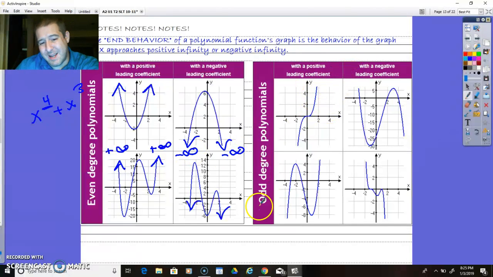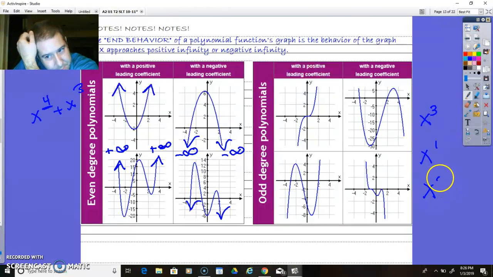Now, what you'll notice when it's an odd degree, so when it's x to the 3rd or x to the 1st or x to the 5th, it doesn't matter. Any odd number. It's going to do opposites on both sides. So I call that discoing because it's making that disco. You got one hand going up and one hand going down. Sorry, that's just me. That's what I call it.